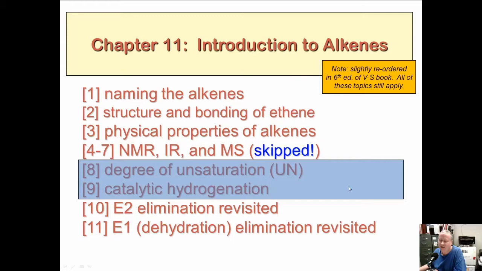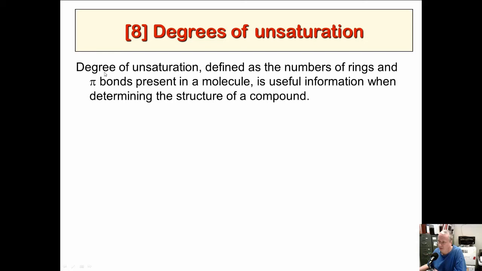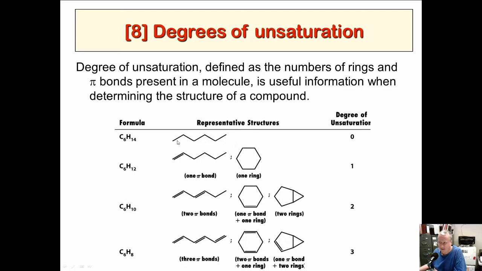Okay, degree of unsaturation is defined as the number of rings and/or pi bonds present in a molecule. It's useful information when we determine the structure of a compound. Okay, what do we mean by that? So these are just some molecules and the degrees of unsaturation. This one has no double bonds, no rings, right? So it's zero. What about a molecule with one double bond or a molecule with one ring?